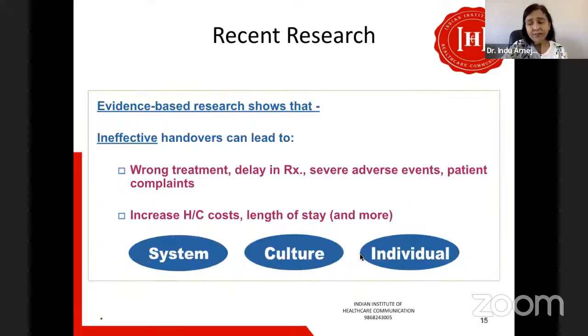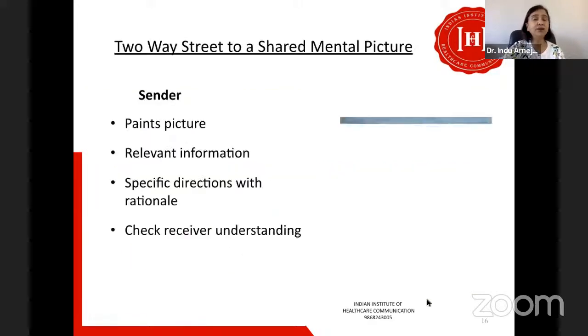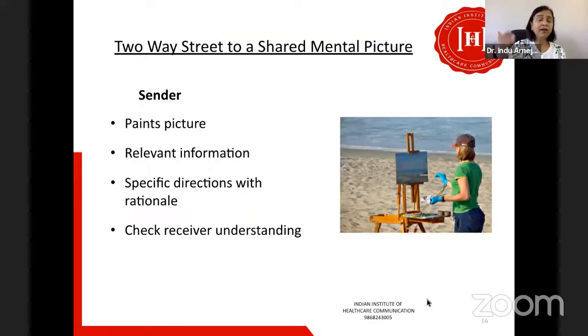So evidence-based research shows very clearly that ineffective handover leads to wrong treatment, delay in treatment, severe adverse events, patient complaints, medication error, procedures error, a lot of things. And then it also increases the healthcare cost and also the length of the stay. So we have to create system, create culture, and bring in individual changes if we really want to implement handoff in a real sense.